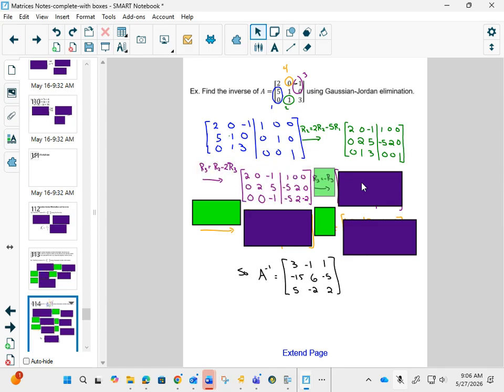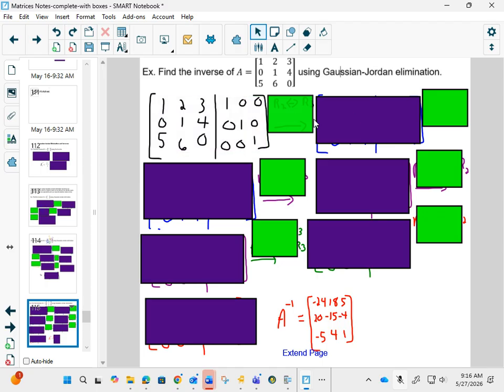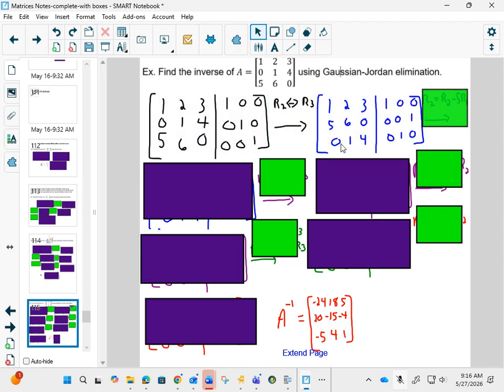All right, I'll put the way that I did the first one up here. Put what I did, switch some rows. I don't know why.